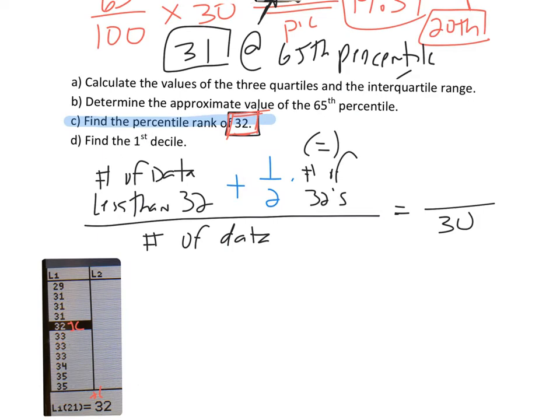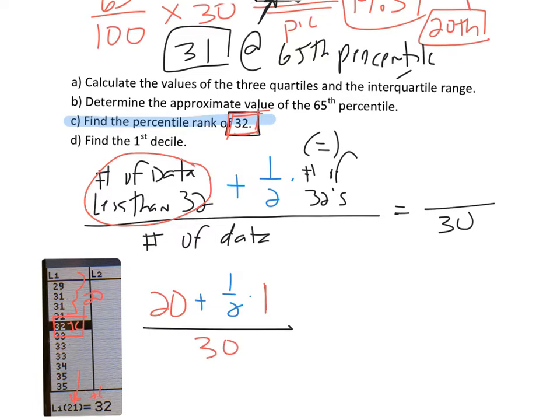So here I found the number 32, and notice it's in the 21st spot of the order. So the number of data less than 32 has to be then 20. So I'm going to take 20, the number of data less than 32, plus 1/2 times 1, and then we're going to divide that by the total number of data in the problem, which was 30. So do this computation on your calculator, take a picture, and include it on your worksheet.